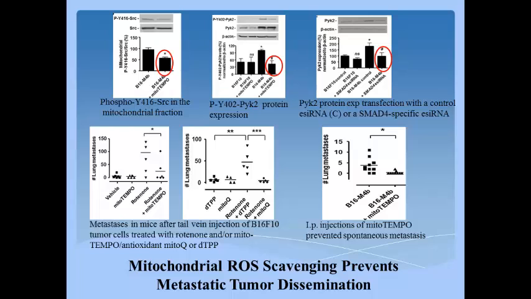These results clearly demonstrate scavenging of mitochondrial ROS prevents progression of tumor metastasis, and this is an important finding.